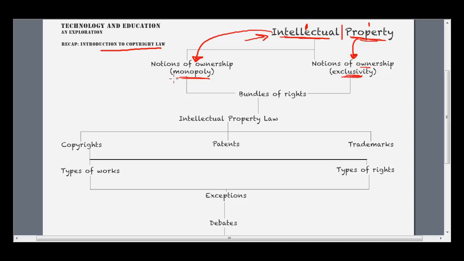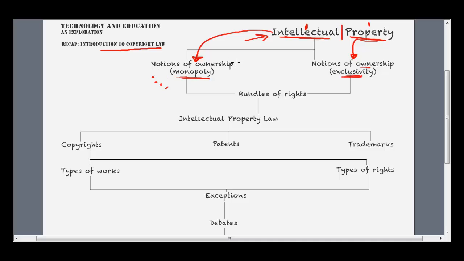Now, what could that monopoly be used for? Depending on what sort of idea it is, you might decide to use that monopoly in many different ways. So for example, suppose you've written a book. In the case of a book, you have the exclusive right to make copies of that book, to allow derivative works to be made of that book, and also of course to license your rights in that book to somebody or to assign them completely to somebody else.